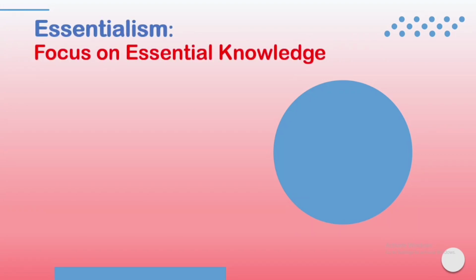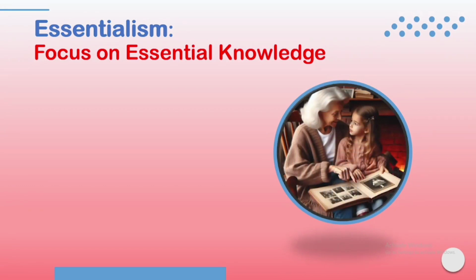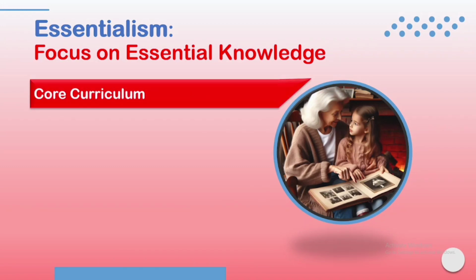Then we have Essentialism, that is, a focus on essential knowledge. Essentialism is an educational philosophy that prioritizes a core body of knowledge deemed essential for all the students. Key elements of Essentialism include core curriculum. Essentialists argue for a well-defined and structured curriculum that focuses on essential subjects such as mathematics, science, literature, and history. The core curriculum is believed to provide a wide foundation for intellectual development.